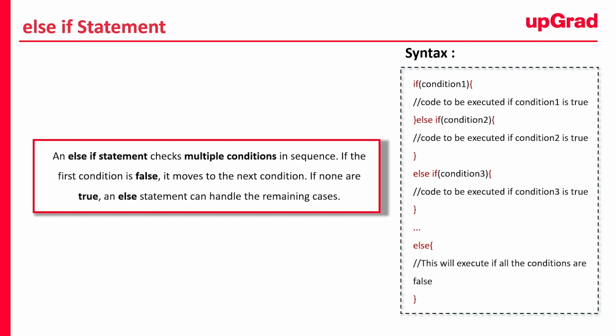This will execute if all the conditions are false. Let's say if none of the conditions are met, then this else block in the end will execute. So yeah, it's pretty simple. You don't have to worry about it. We'll do an example to make you guys understand.